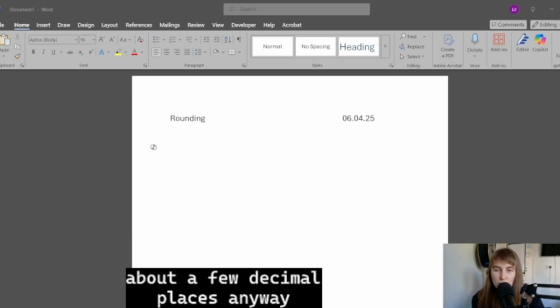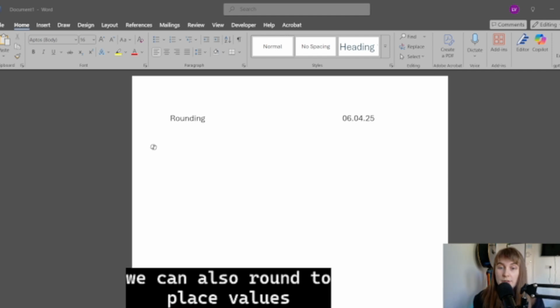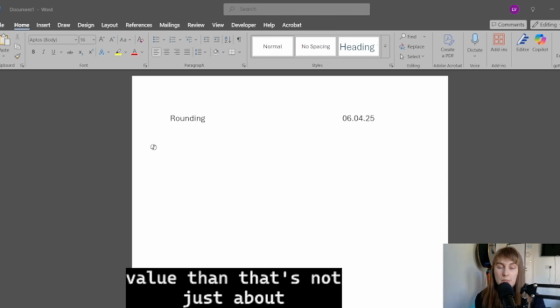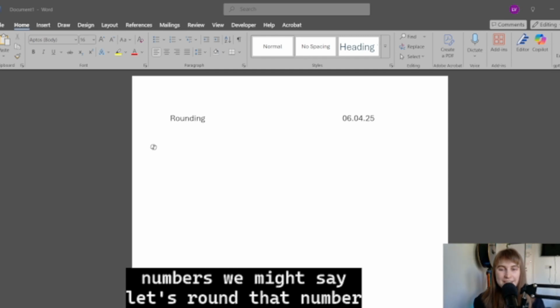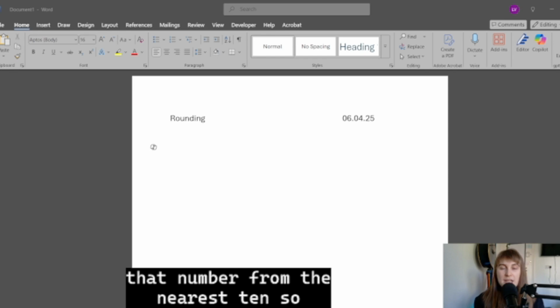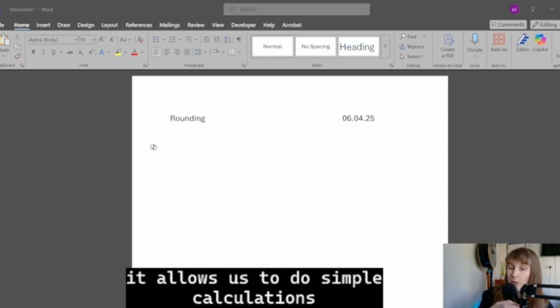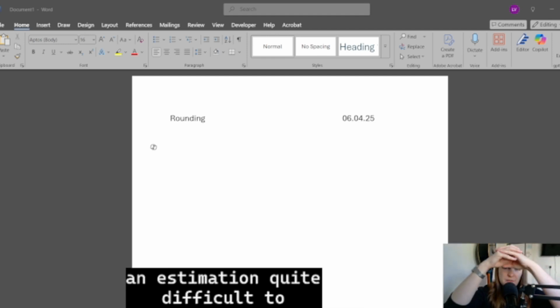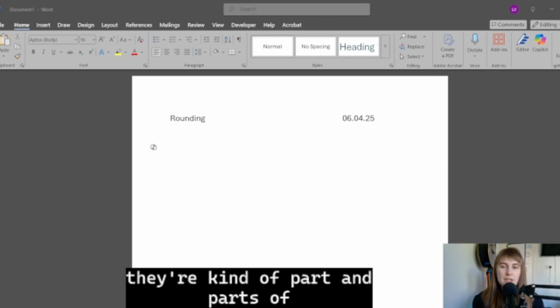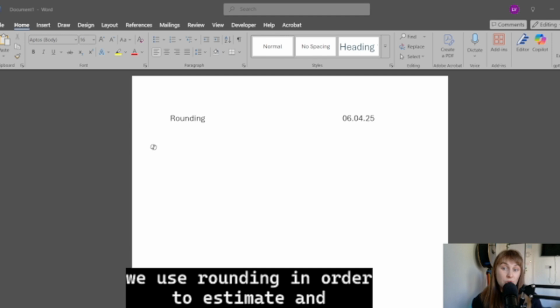Of course, we can also round to place values of larger value than that, so it's not just about decimalized numbers. We might say, let's round that number to the nearest 10, so that it allows us to do simpler calculations when we estimate. So rounding and estimation are quite difficult to separate. They're part and parcel of the same thing. We use rounding in order to estimate, and estimation requires rounding.